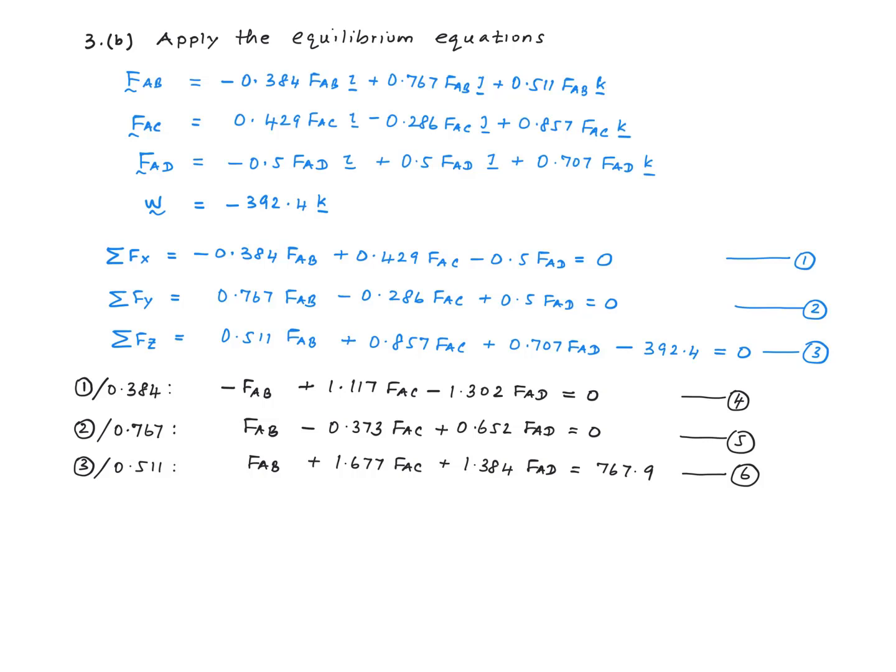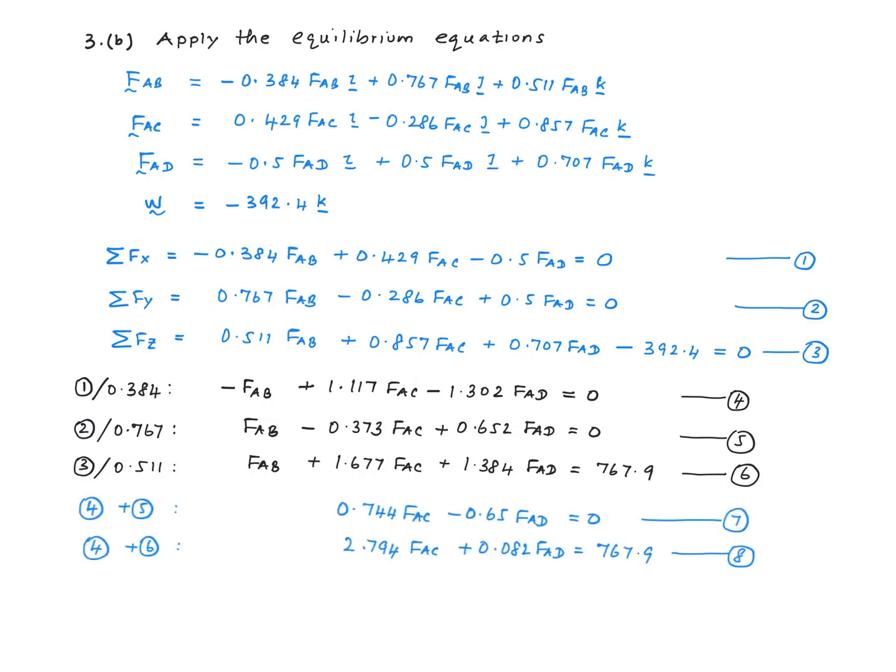I'm going to take the second equation and divide that by 0.767, which is the coefficient of FAB here again, and take the third equation and divide that by 0.511. So that's how I generated these 3 equations. Now I'm going to take equations 4 and 5 and add them together. So when I add them together, these 2 terms will cancel out, right? So FAB disappears from that equation.